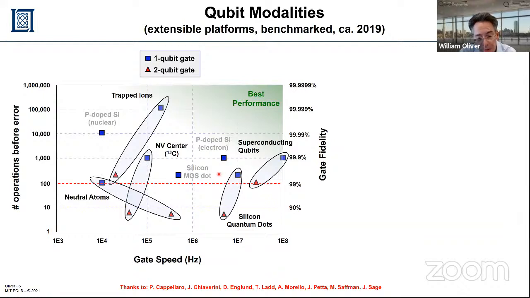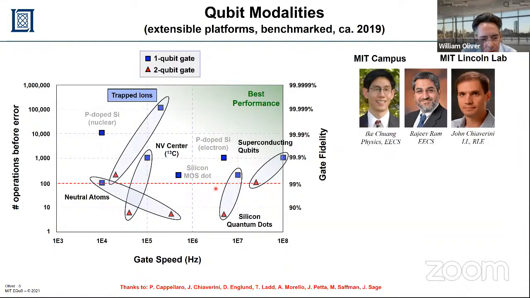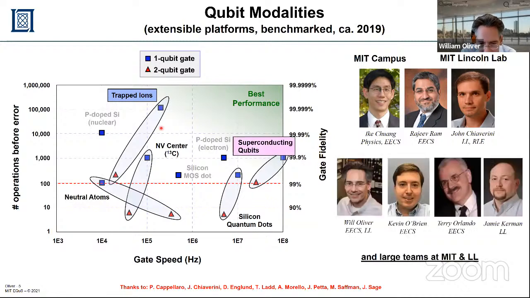And you can compare them against one another, as you see here. The 2 leading candidates today are trapped ions. These are some folks here at MIT working on this. And superconducting qubits, which is my own research along with my colleagues. And both of these have large teams here at MIT and Lincoln Lab supporting it.